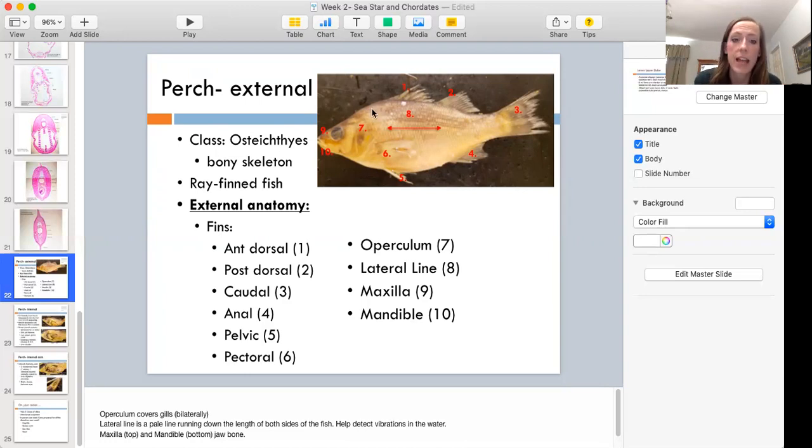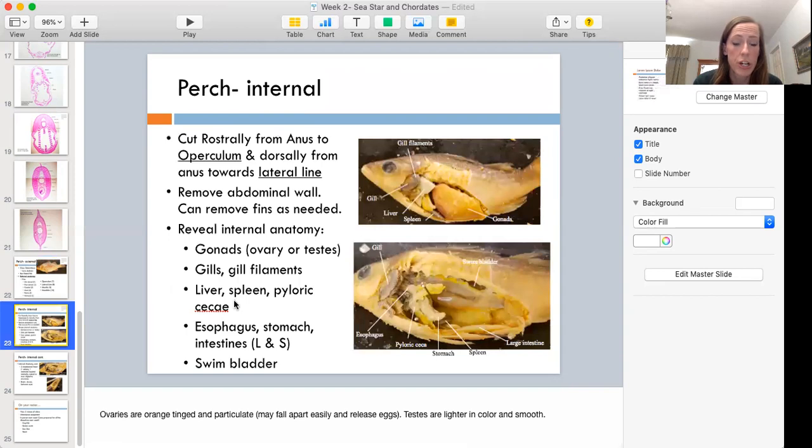Okay, and then lastly, the maxilla and the mandible are the top and bottom jaws. Okay, so now we're in the jawed group of organisms. So we have a maxilla and a mandible that you can see here, top and bottom jaw bones. That is about it for the external anatomy for the perch, but we are going to do a dissection of this when you come back.